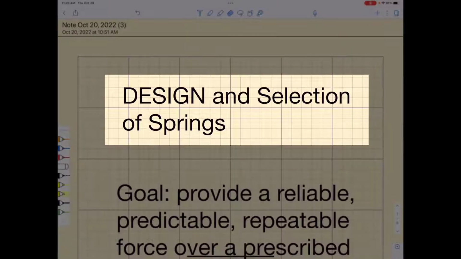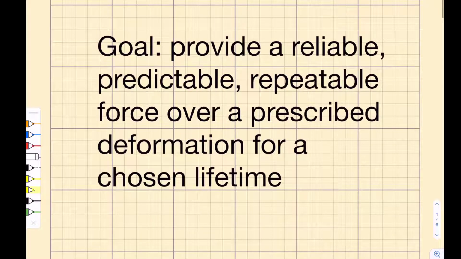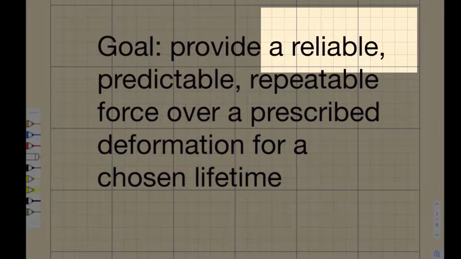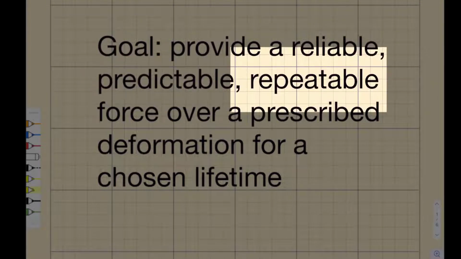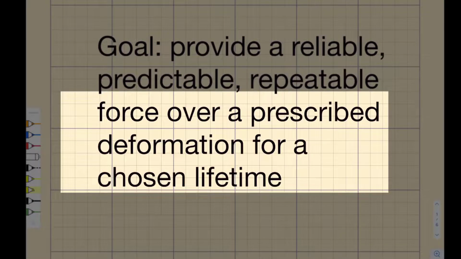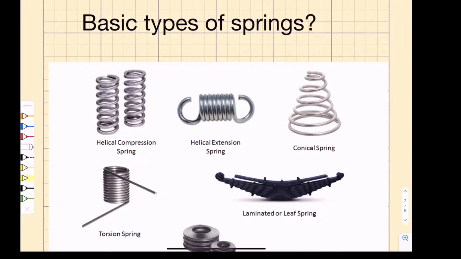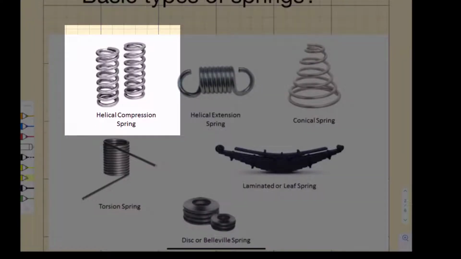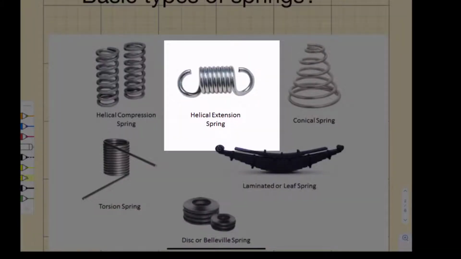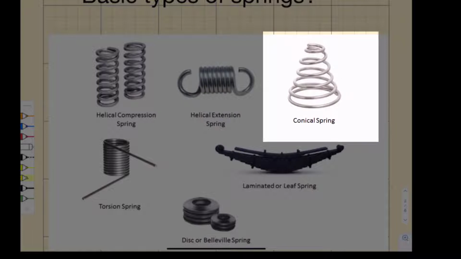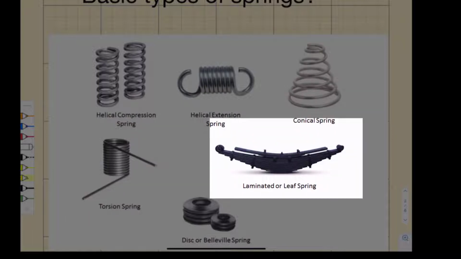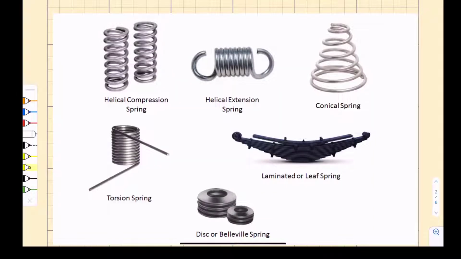Now turn our attention to the design and selection of springs. Our goal when we are designing springs is to provide a reliable, predictable, repeatable force over prescribed deformation for a chosen design lifetime. The basic types of springs that we will discuss include helical compression springs, helical extension springs, conical springs, torsion springs, leaf springs, and disc or Belleville springs.